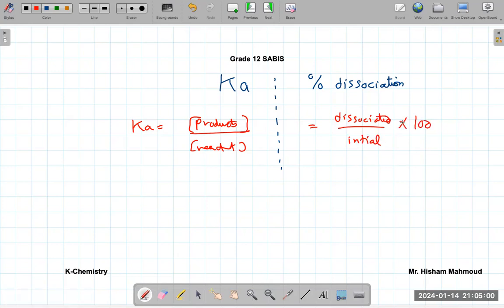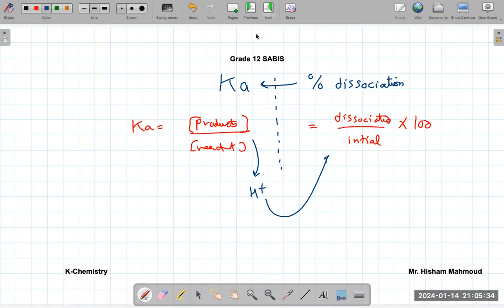But is there any relationship between both of them? Is there a way that I can find one from the other better than going through the details? Because if I don't have a relationship, all I can do is find the H plus and then divide it by the initial and find the percentage dissociation. Or if I have the percentage and I want to do the opposite, I can find the initial concentration and then use it to find the Ka, and that's an indirect way.